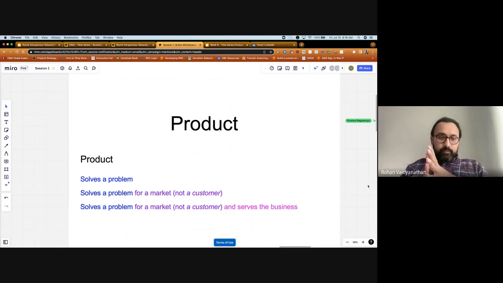So what's a good product? It solves a problem for a market, and it serves the business in the sense that it is aligned towards the business strategy of the entire organization, and not just within your own team or a group of people who may think that there are a few customers for whom they can go and solve that problem.